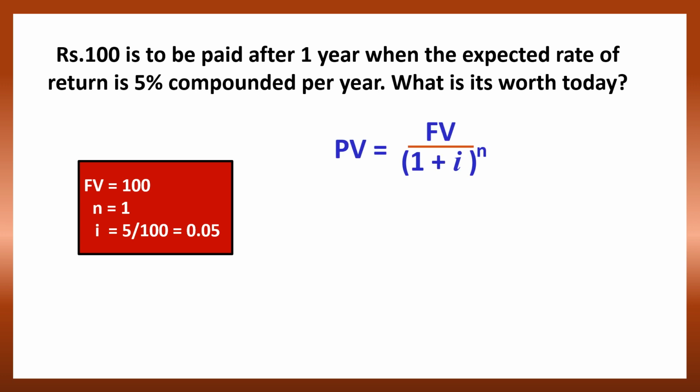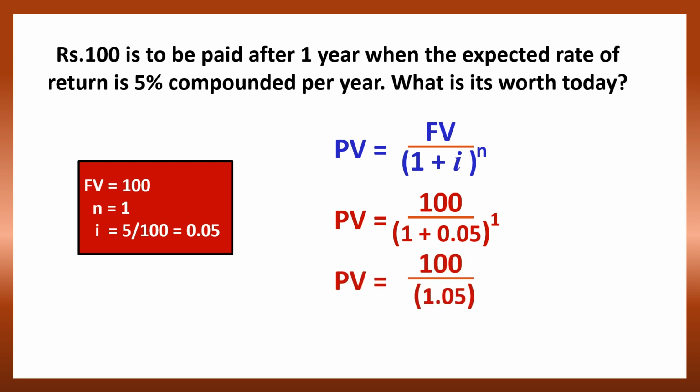Now apply it in the formula. PV is equal to FV divided by (1 plus I) raised to N. PV is equal to 100 divided by (1 plus 0.05) raised to 1. That is just like 100 divided by 1.05. Hence, the present value of 100 rupees is 95.24. If we earn 100 rupees next year, it is the same as we earn 95.24 rupees today.